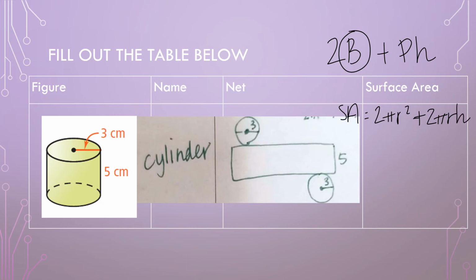So, we know that my radius is 3, and then my height is 5.